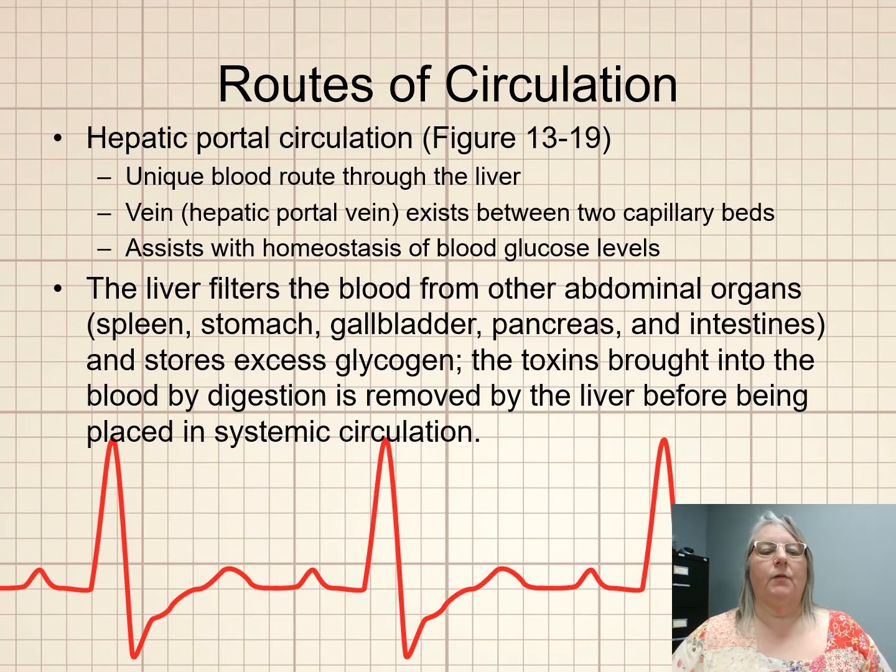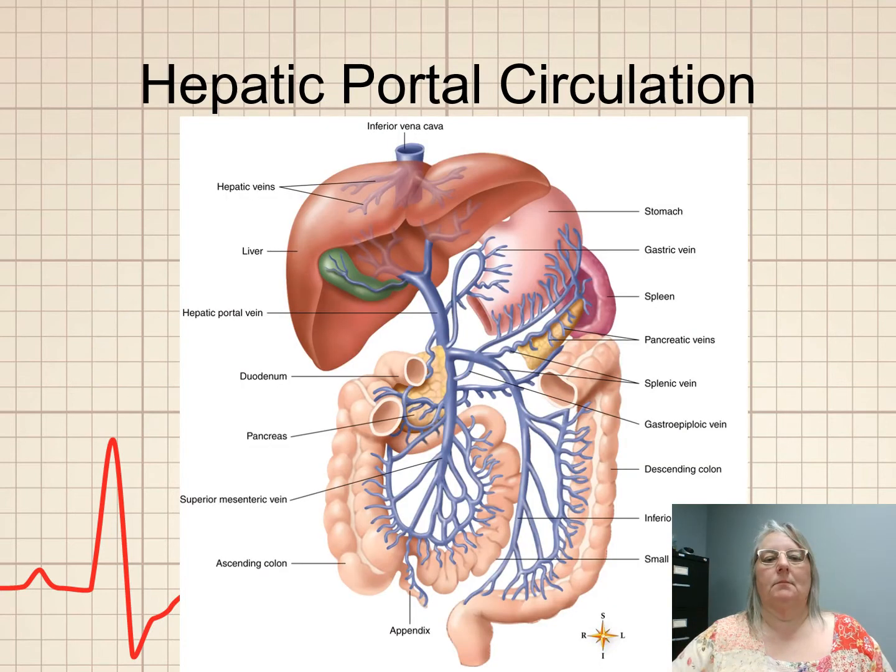Hepatic portal circulation. When we talk about hepatic things, that is the liver, okay? And the liver filters the blood after the food has gone through the abdominal organs. Hepatic circulation. The blood from digestion and the spleen all go into this duct right here, okay? And the blood then goes throughout the liver.